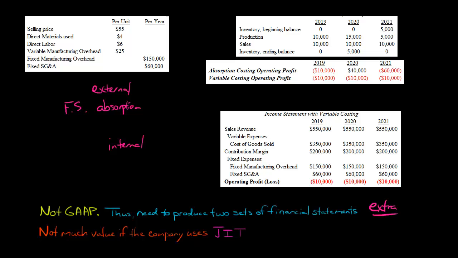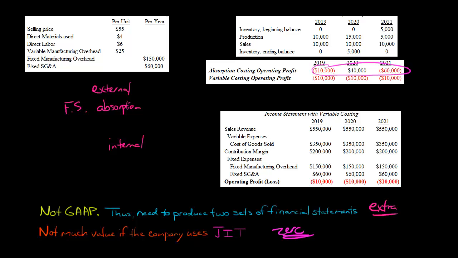Another issue is if a company uses just-in-time inventory system, it might not be that sensible for them to say we want to do variable costing, because the whole idea behind just-in-time inventory is that a company would have maintained very low levels of inventory, close to zero if at all possible. And what variable costing is trying to solve is issues related to the change in the inventory balance.